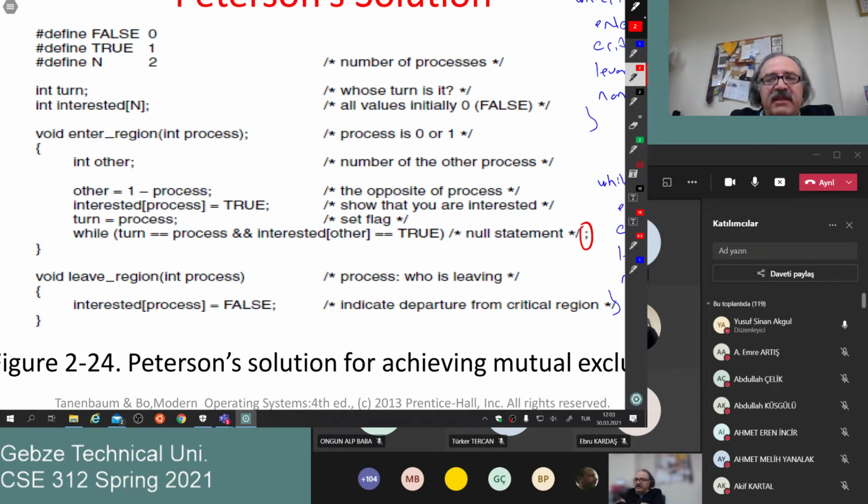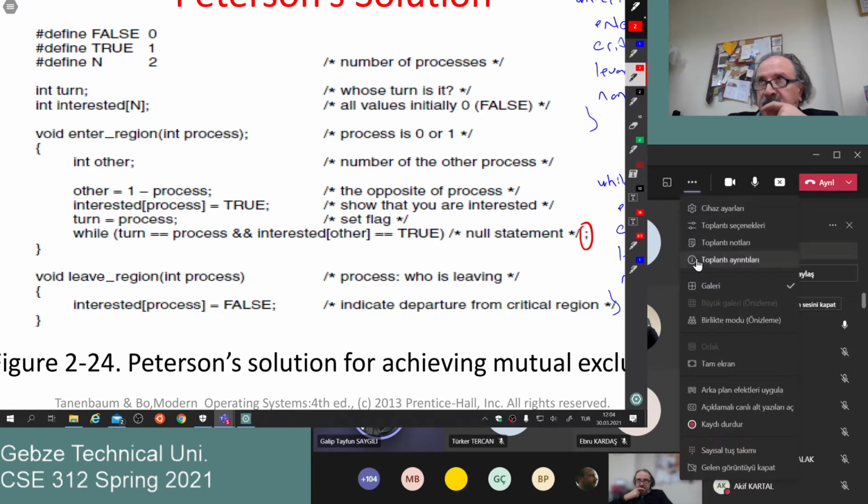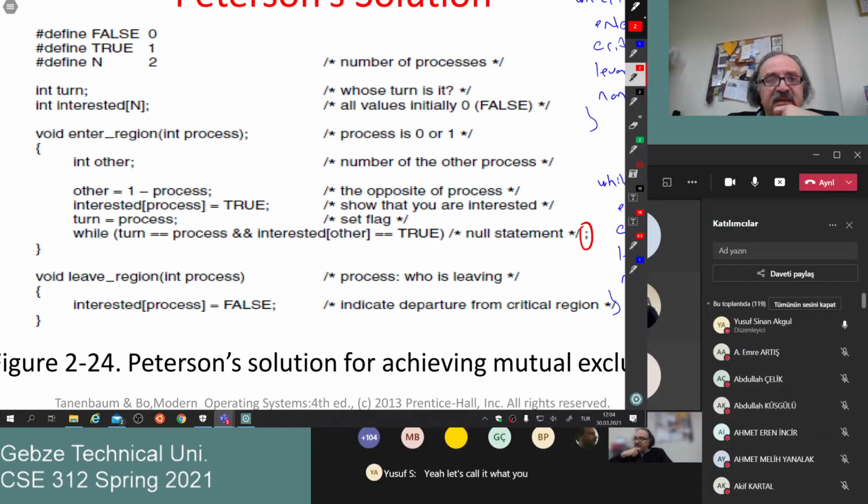There are two things that I am looking at. Turn will be 1 or 0, not both of them. Yes, exactly, that's why. What you are saying is exactly true. Turn is shared. Either it could be 1 or 0. It cannot be both 1 and 0.